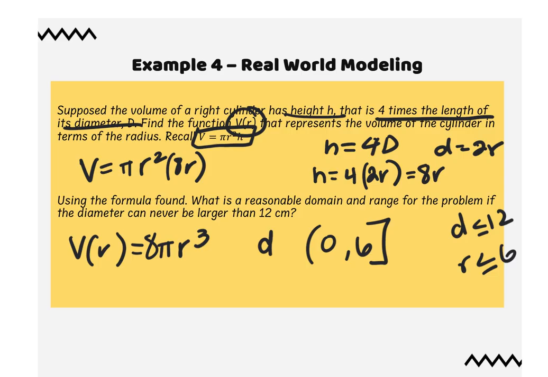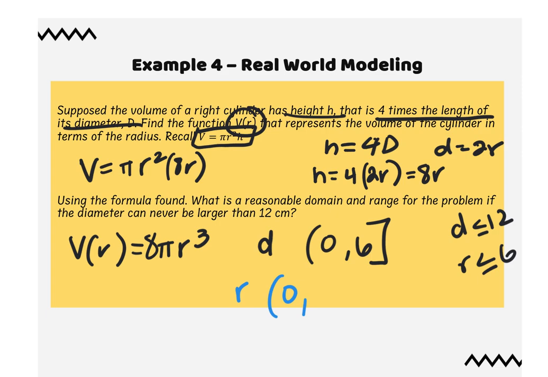Okay. Second part is range. Now range is what? Based on the output, which is the Y, which in this case is volume. Okay? So what would be a restriction on volume? Can it be negative? No. Can it be 0? No. So it's going to start at 0. Okay? And how do I know what's the biggest it could be? Plug in what? 6. 6, which is my max R.